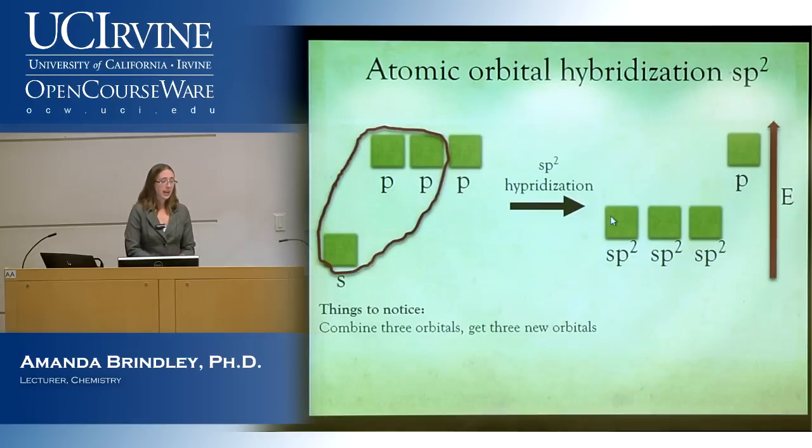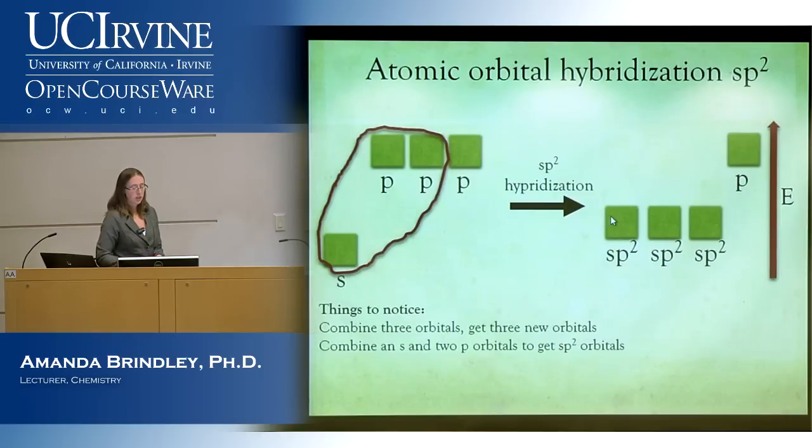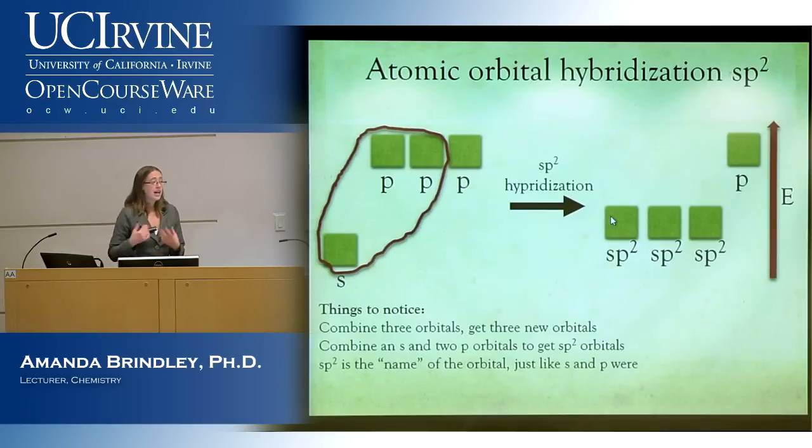Okay, so again, we're combining three orbitals, so we're getting how many new orbitals? 3. We're taking an s orbital and a p orbital and we're mixing them together, and so we get sp2 because it's one s and two p's combined together. sp2 is the name of the orbital, just like s and p was over here. This was s, this was p. Now the name of this is sp2.